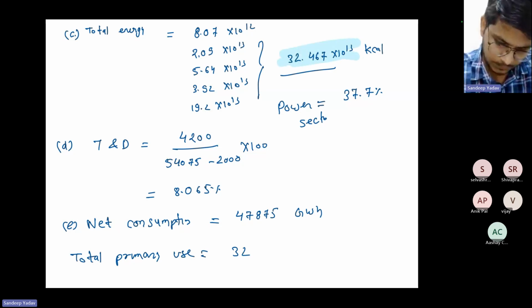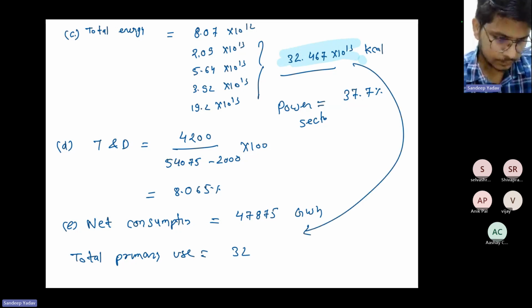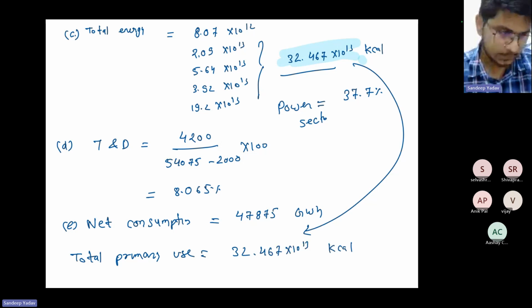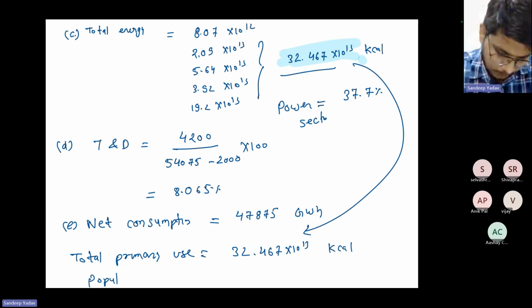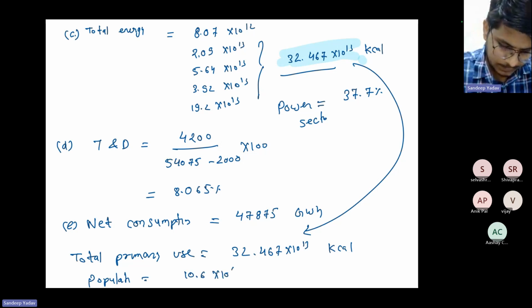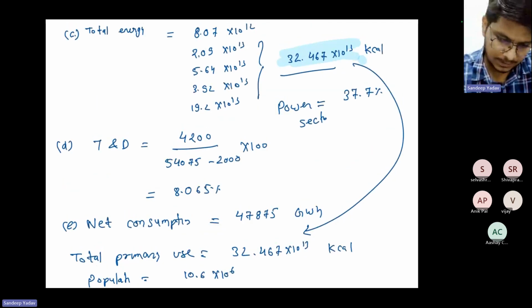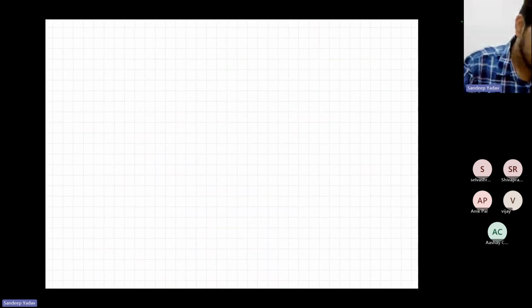Sorry, here it is written. So if you just write it here, that will be 32.467 into 10 raised to power 13 kilocalorie. Now population is 10.6 into 10 raised to power 6. 10 raised to power 6 converts to the million that we have calculated.